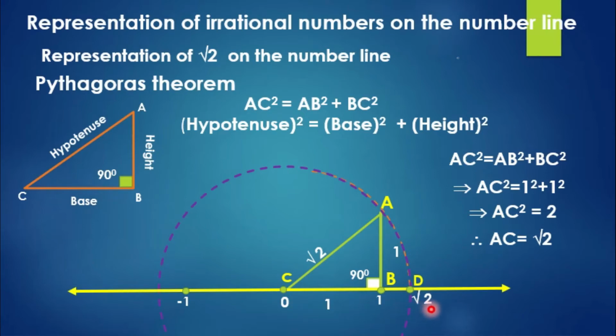In the same way, on the left side of 0, we will have a point on the number line whose value is equal to negative square root of 2. From here to here, this is also same distance. This is also radius of the circle. Similarly, from here to here and here to here, so many radius are there. Hence, D is the representation of square root of 2 on the number line.